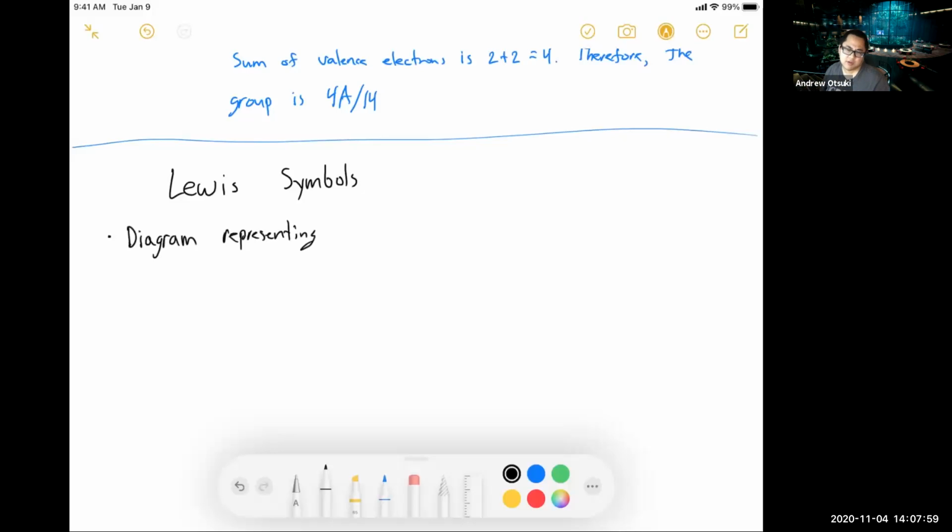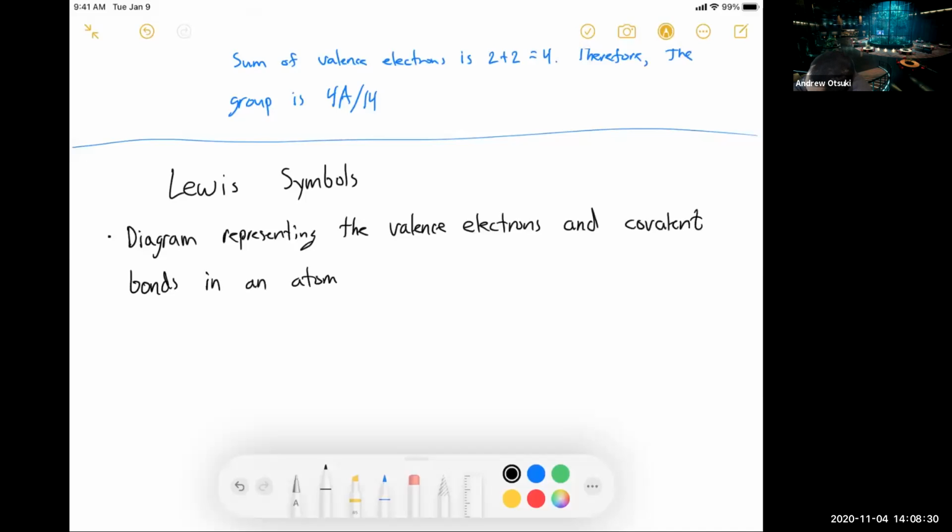So this is also something I'd like to test. A lot of people can get confused on this, so I would study it well. Representing the valence electrons and covalent bonds. We'll talk about what covalent bonds are. Bonds in an atomic or molecular species. They are also called electron dot symbols. So those electron dots around the symbols, those are the Lewis symbols.